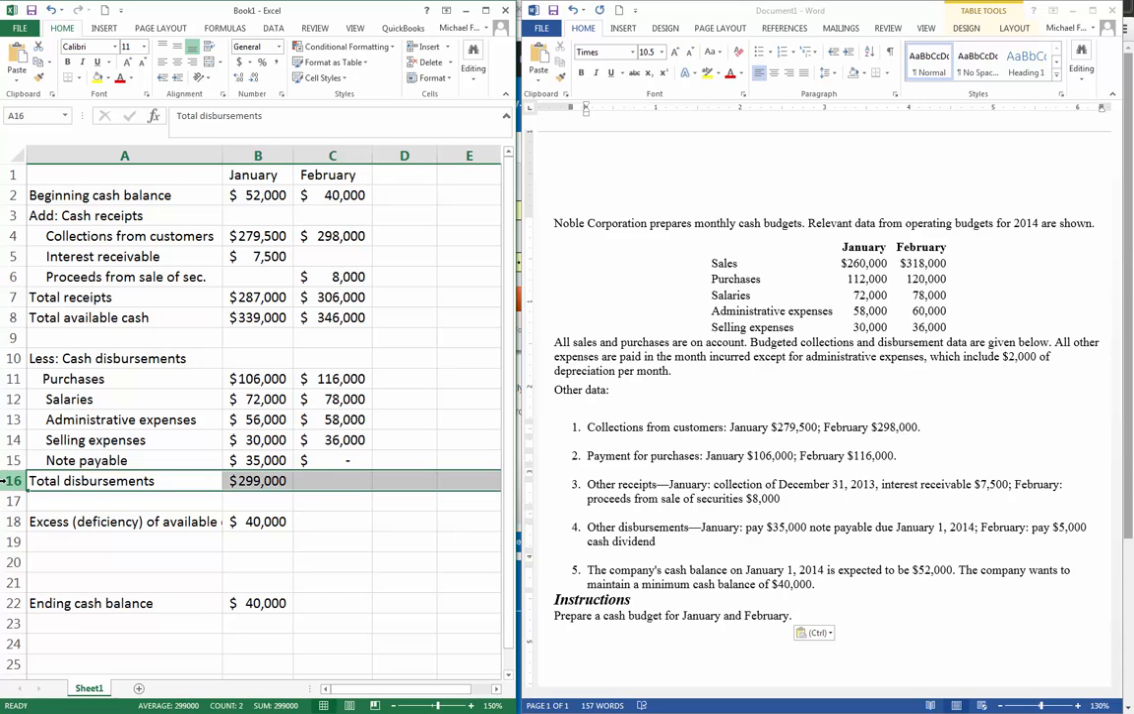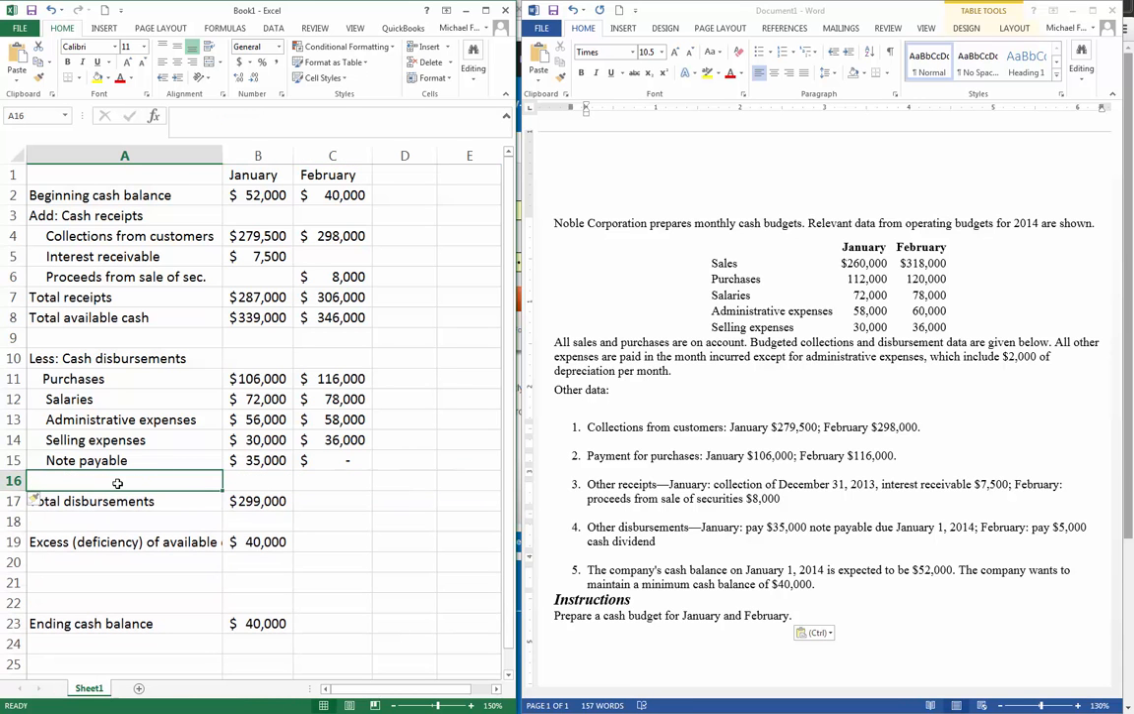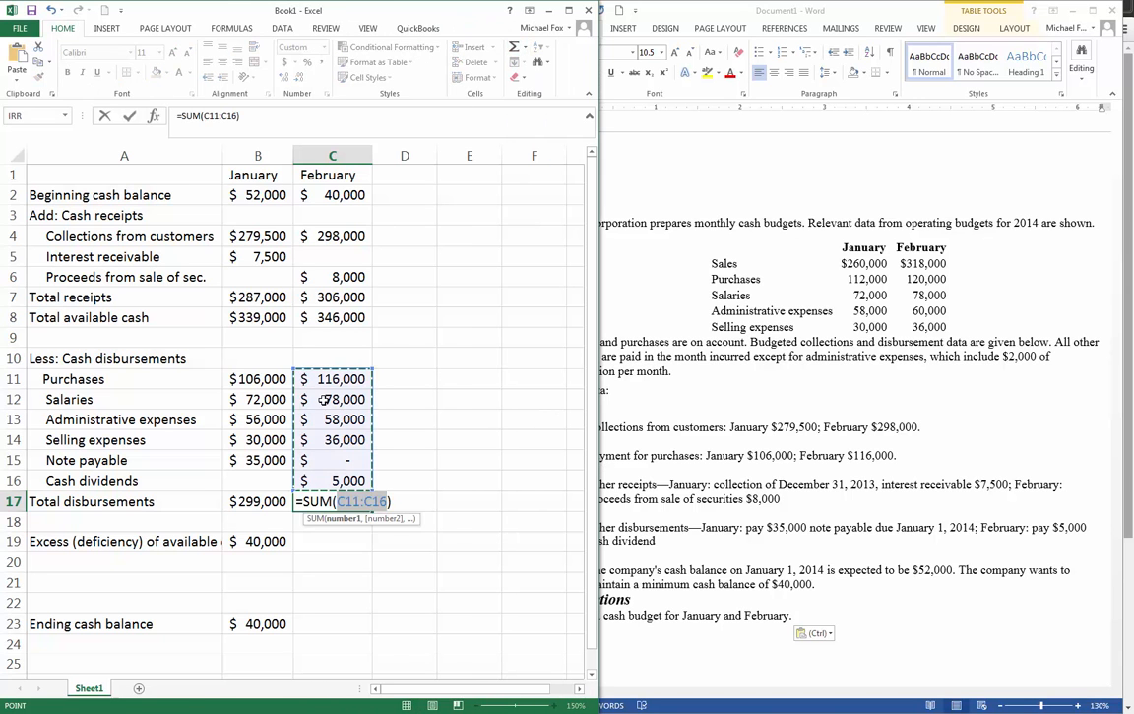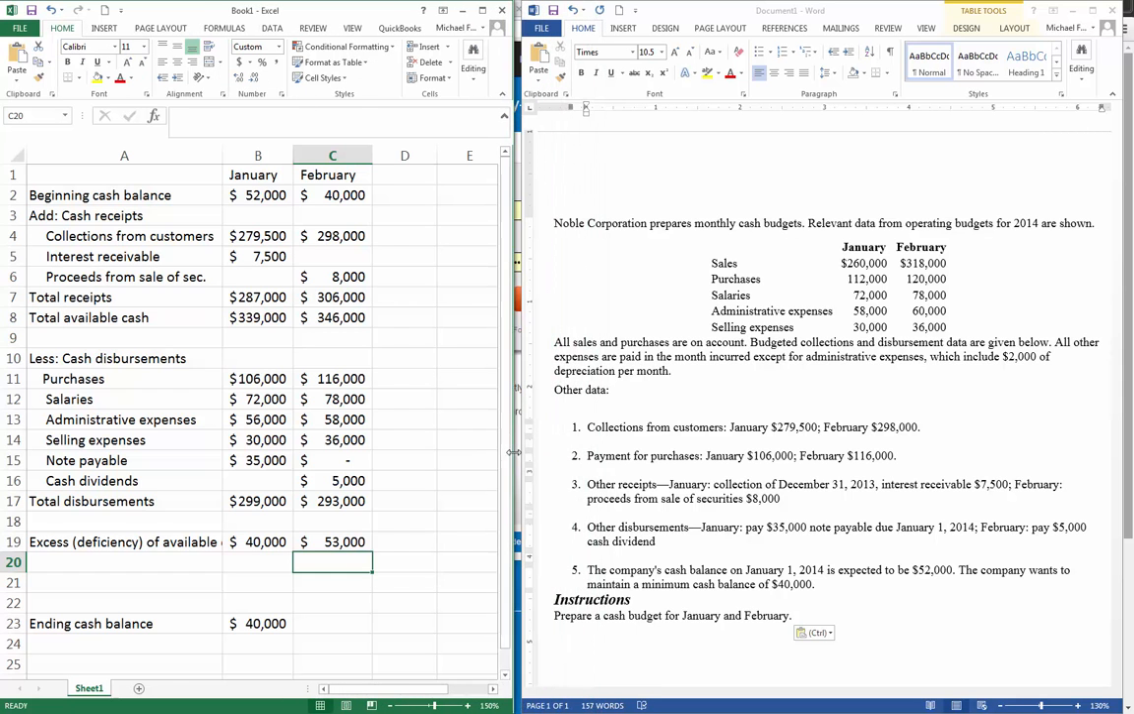But we do have, it looks like, a cash dividend of $5,000. So our total disbursements will be $293,000. Our excess or deficiency of cash then will be the total available cash minus total disbursements. We have $53,000. Now let's make sure we follow all the instructions here.